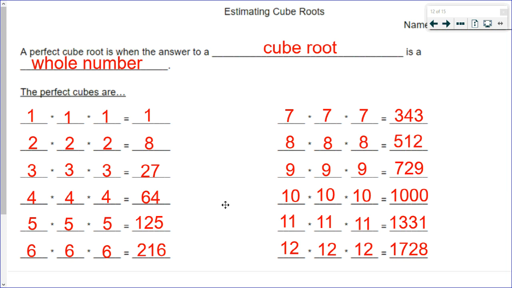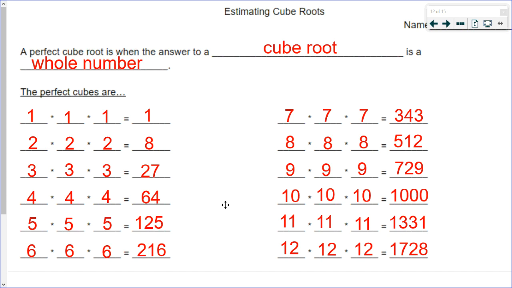6 cubed is 216. 7 cubed is 343. 8 cubed is 512. 9 cubed is 729. 10 cubed, we should know this: 10 times 10 times 10 is 1,000. 11 cubed is 1,331. And finally, 12 cubed is 1,728.